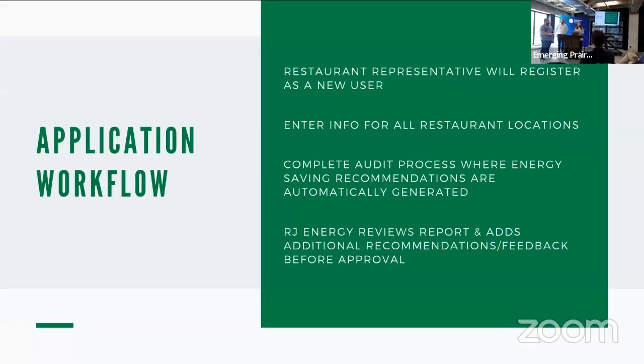So let's get into the workflow of our application before we get into the demo. A restaurant representative will register as a new user. They will enter information for all of their restaurant locations. Then once they have all of their facility information, they complete an audit for one of the facilities. A set of energy saving recommendations will then be generated into the report automatically. After that, RJ Energy will review the reports, add additional recommendations and any additional notes that they would like to send to the clients before approving the report.